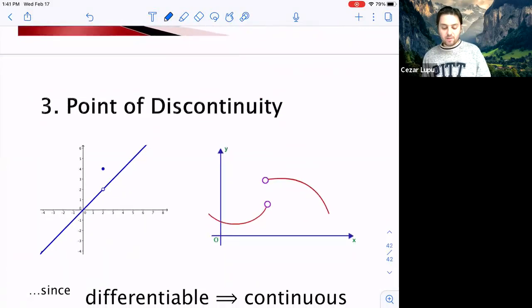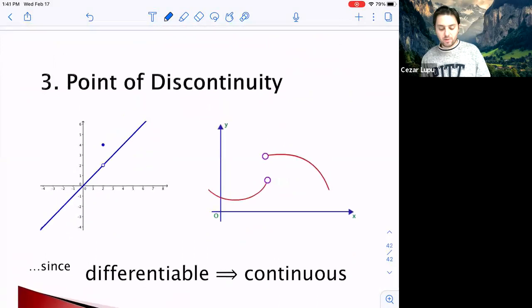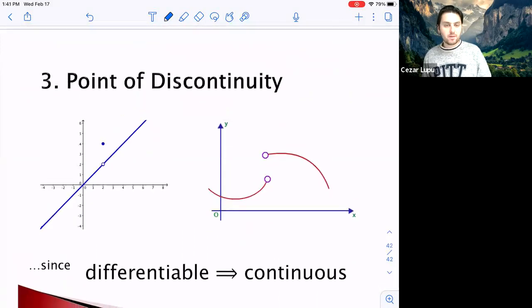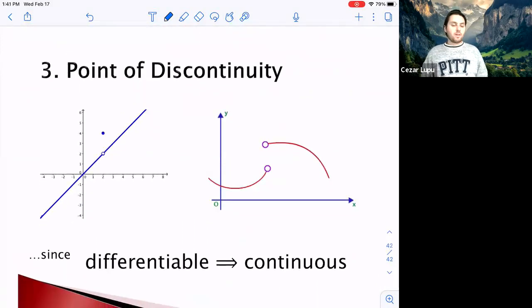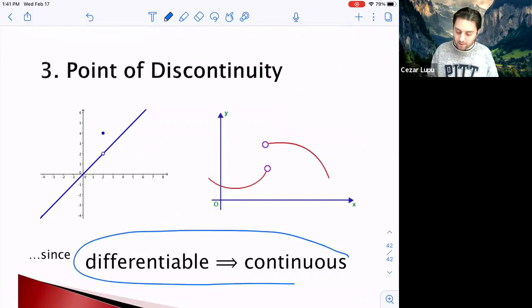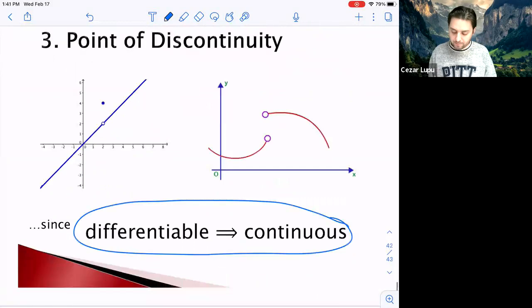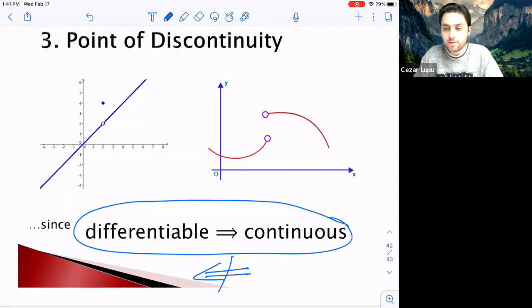And the third one will be point of discontinuity. So in other words, there is something amazing here that happens, and that is that differentiability always implies continuity. Not the other way around, though. It's not true. Not every continuous function is differentiable, but differentiability implies continuity.